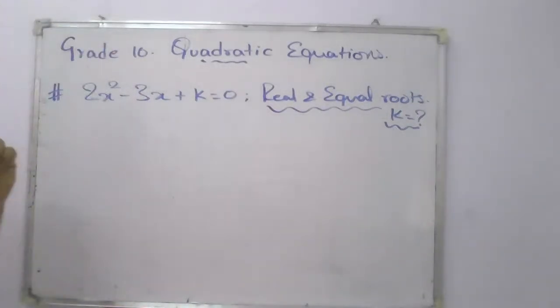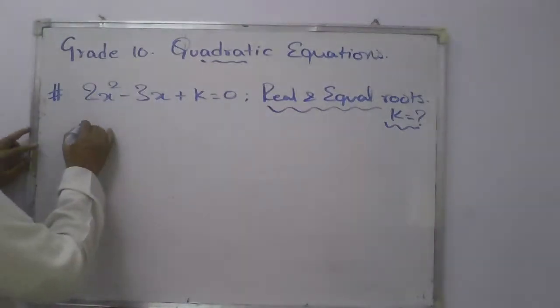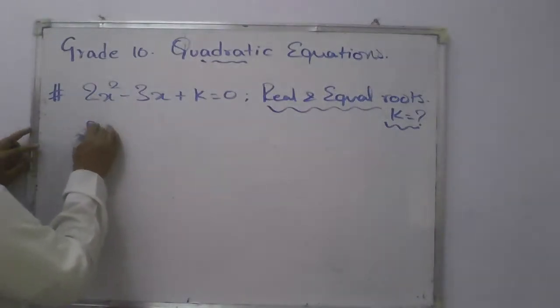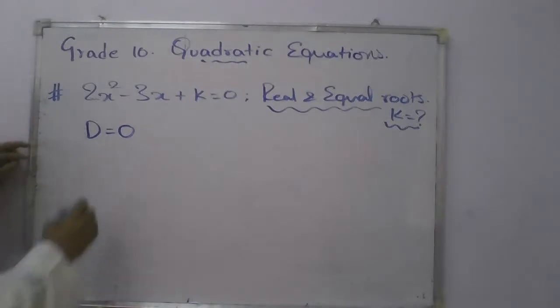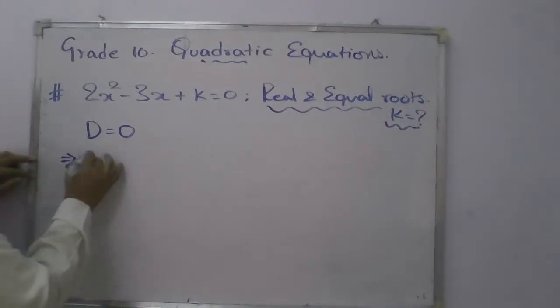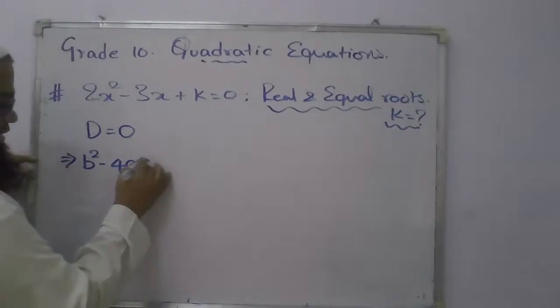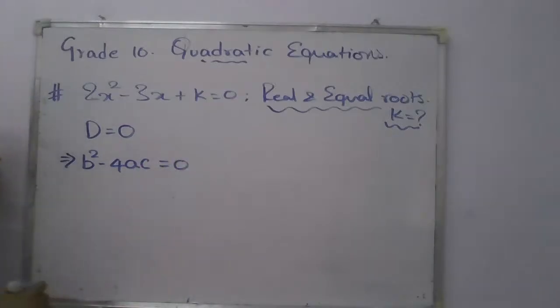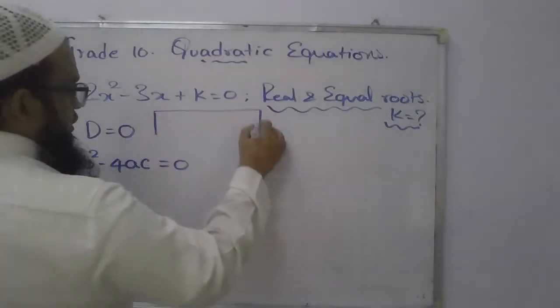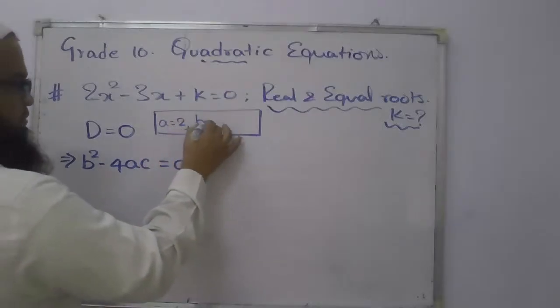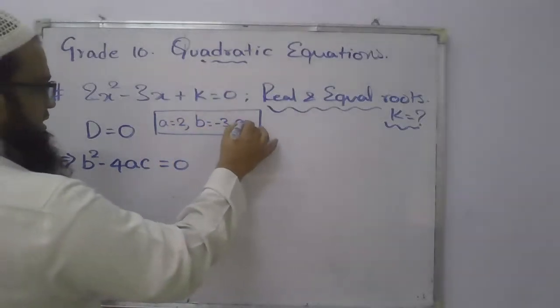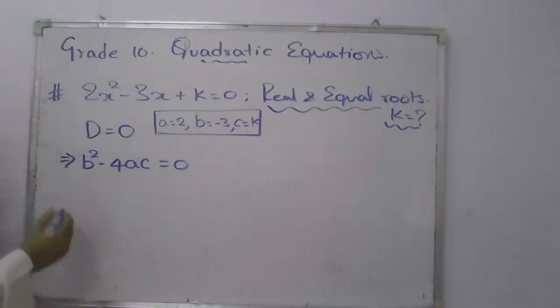Okay, so real and equal roots, when do you have real and equal roots? We have real and equal roots when the discriminant is equal to 0. So what is the discriminant? b square minus 4ac, it should be equal to 0. So before going to that problem, what is a? 2. What is b? Minus 3. What is c? k. Let us substitute in this.